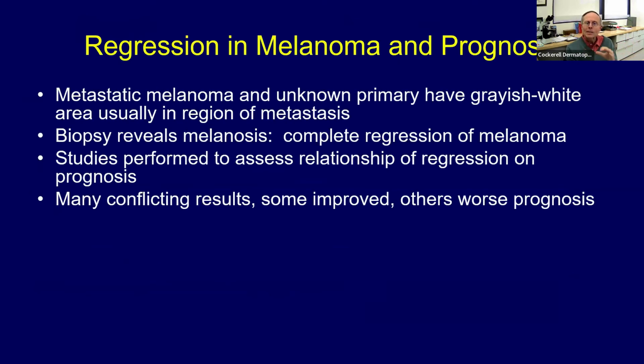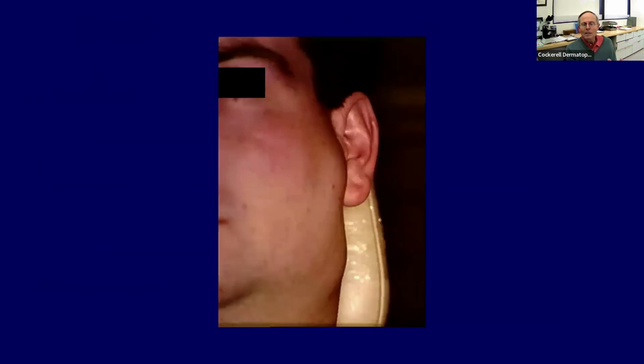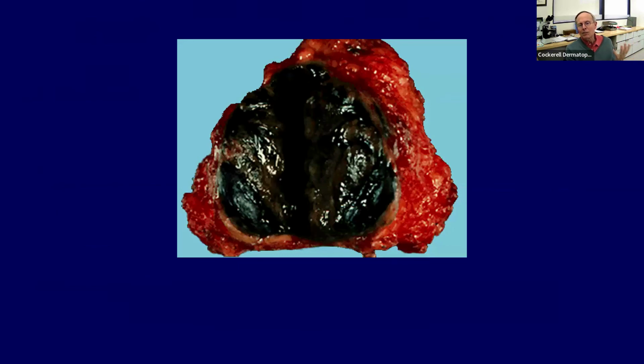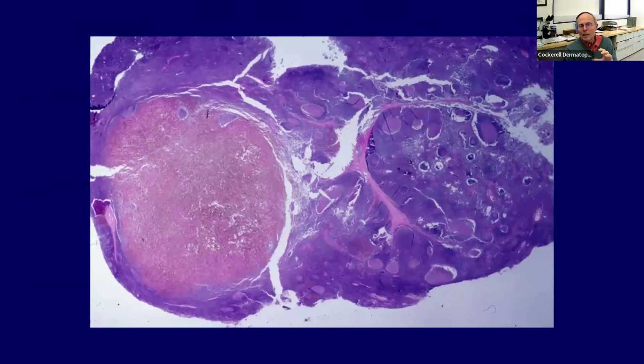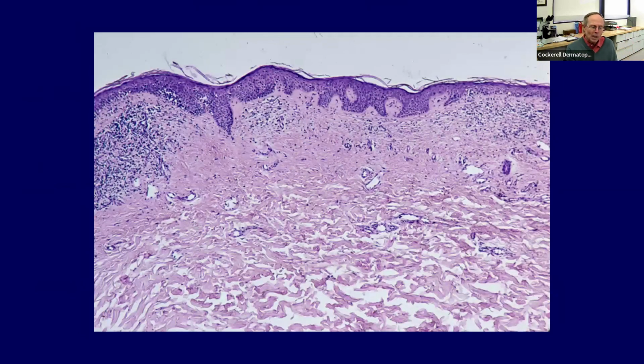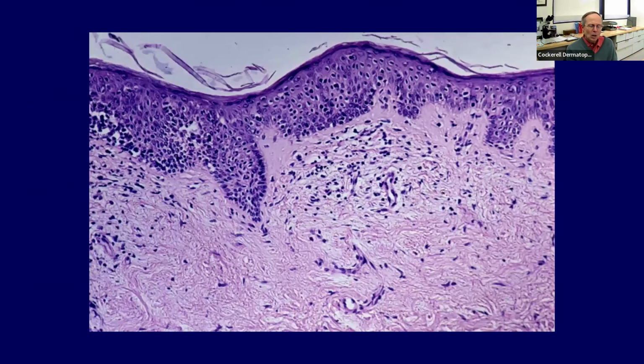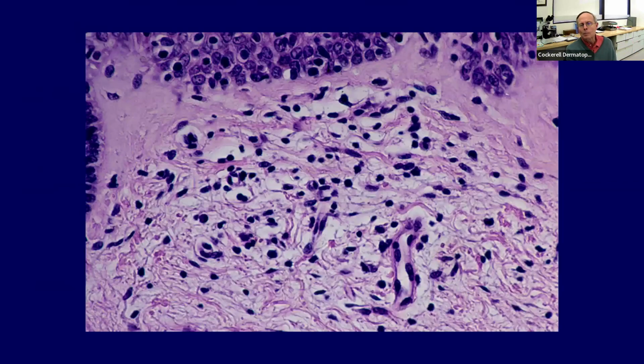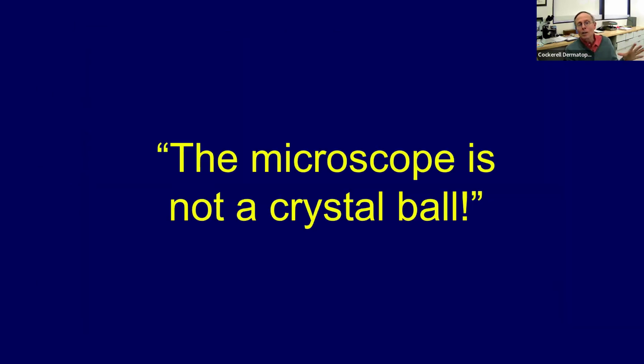Regression, if it's complete confluent regression, that's important. A case like this patient that had a metastatic lesion, had a primary lesion that had totally regressed, that's important. But getting partial regression in a melanoma like something like this, we're not sure what that means. Some papers show that it's more likely to be a good prognosis, others less so. I always like to say that the microscope is not really a crystal ball.